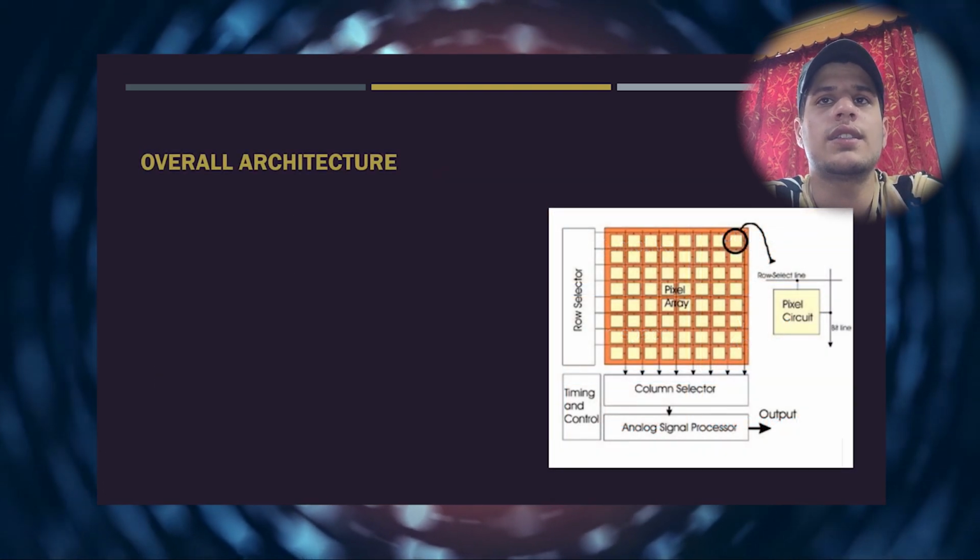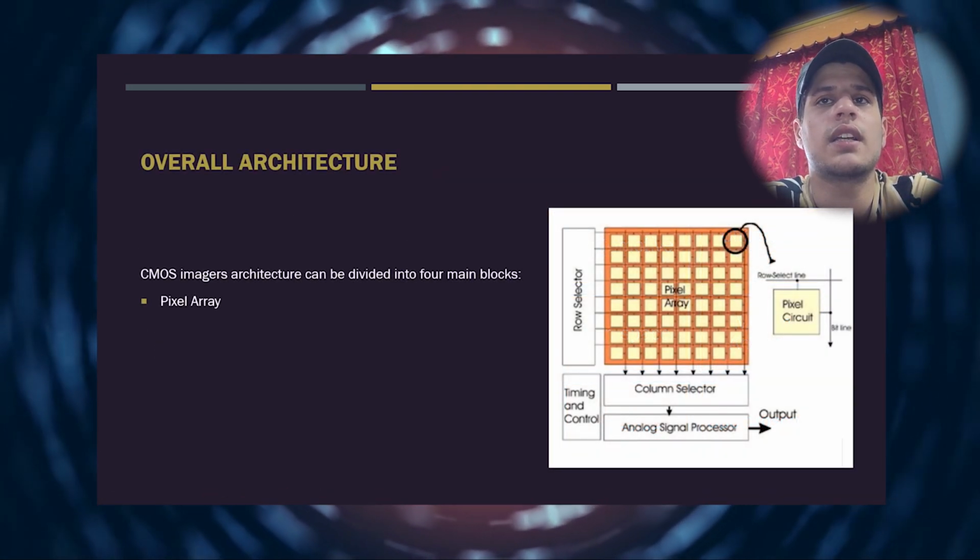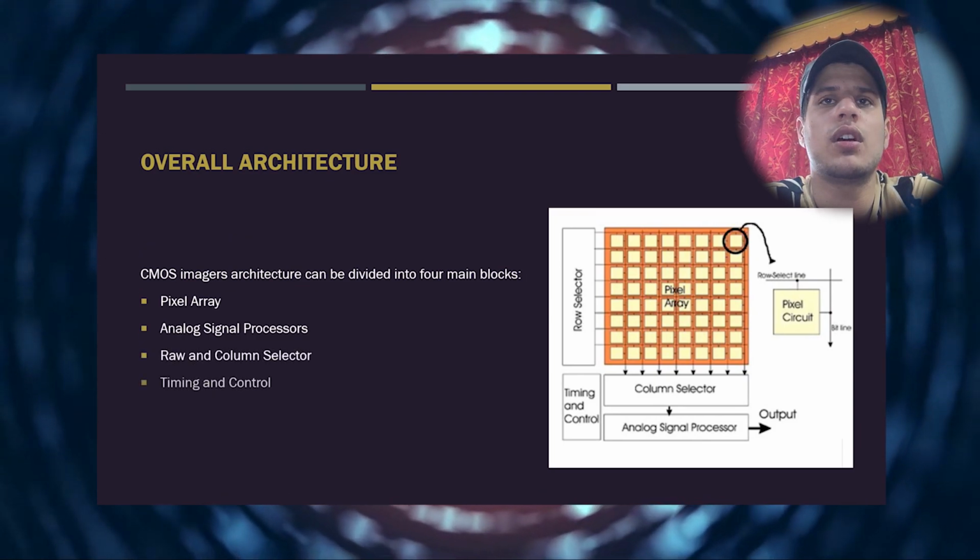Overall architecture: CMOS imager architecture can be divided into four main blocks.